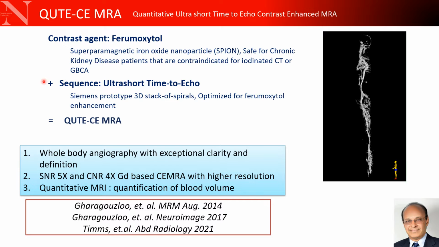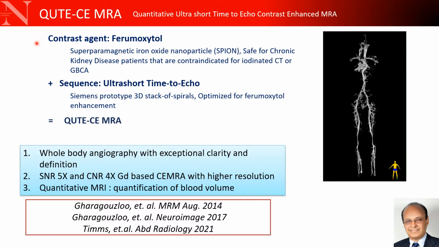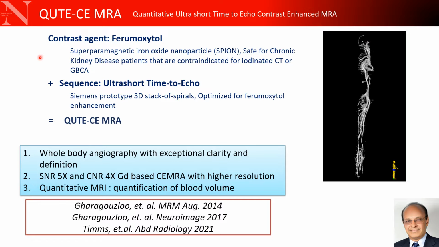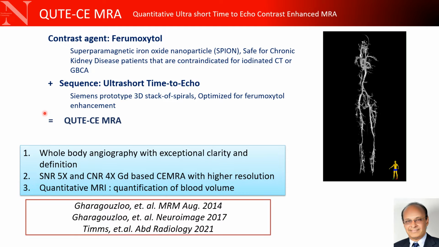For scanning, we use an ultrashort time to echo, or UTE, Siemens prototype 3D stack of spirals WHIP, which we optimize for ferumoxytol scanning. The combination of the contrast agent and the optimized UTE sequence is called QTCE-MRA.